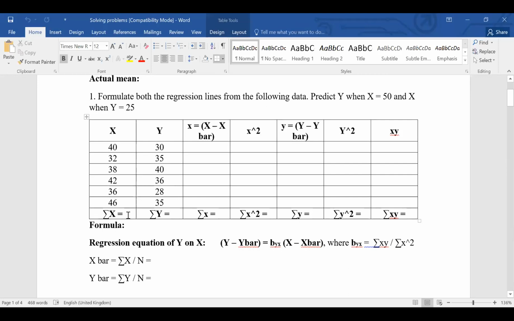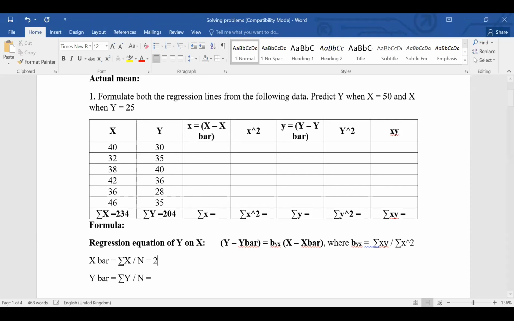Can you tell me, anyone? 12, 14, 20, 24, okay. 234, right? Summation x equal to 234. And similarly, summation y: 13, 19, 24, 204, right? Okay. So now we need to find the x bar value.